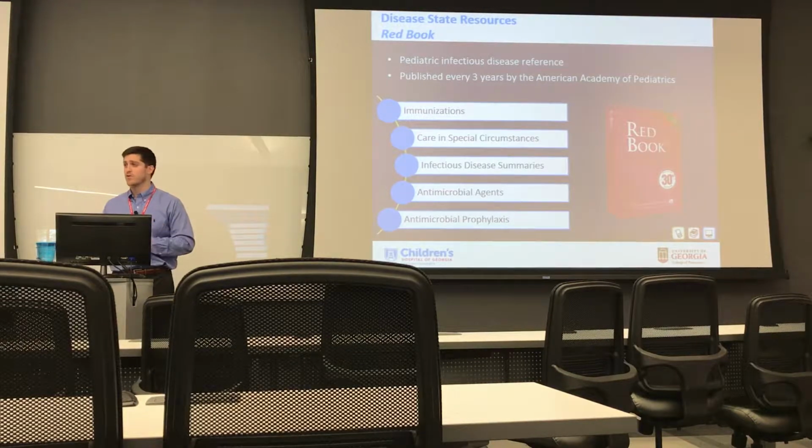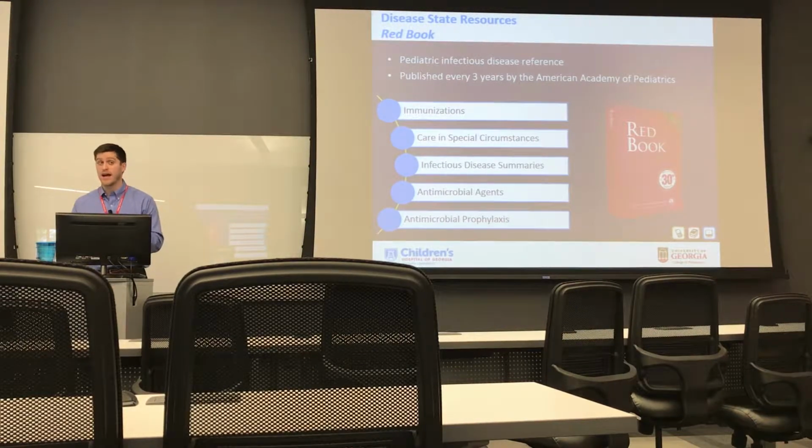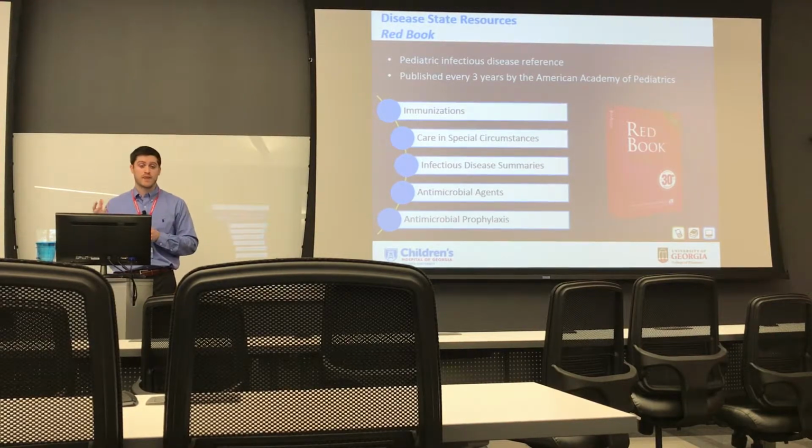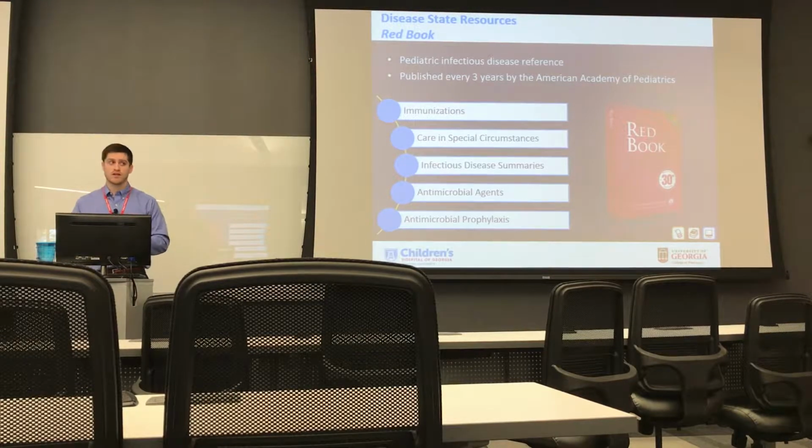And so just to start out with, we're going to start out with the Red Book. And I think I have mentioned this previously in some other lectures that I've given, but the Red Book is the kind of the Bible for pediatric infectious disease resources and drug information questions. So it is published by the American Academy of Pediatrics, and the hard copy of this book is published every 3 years. However, it is available both online and as an iPhone or smartphone application as well. And this is updated a little bit more regularly than every 3 years.